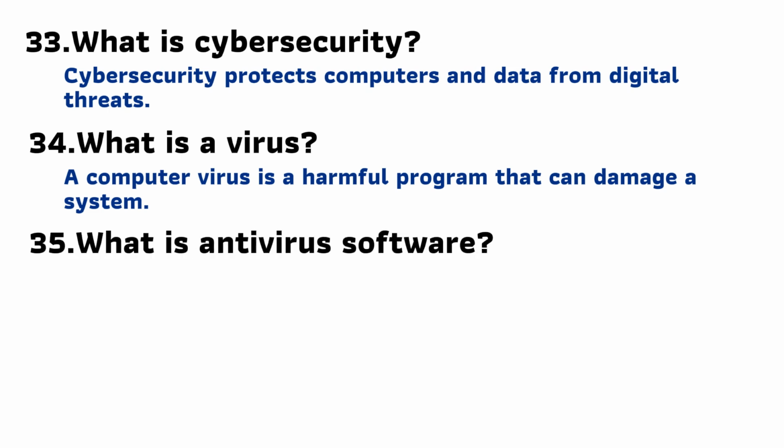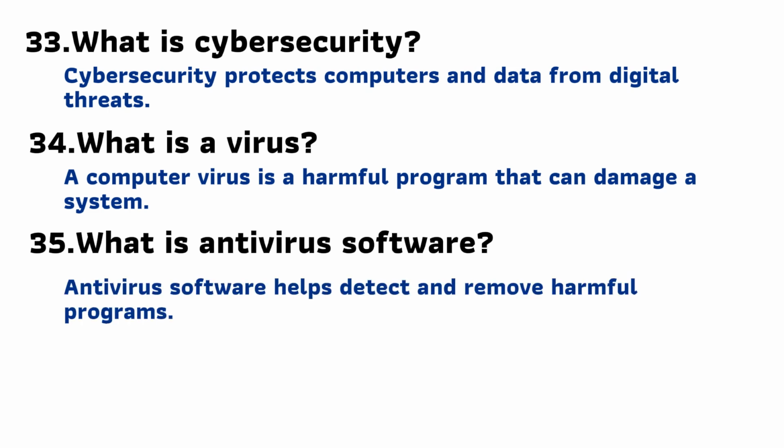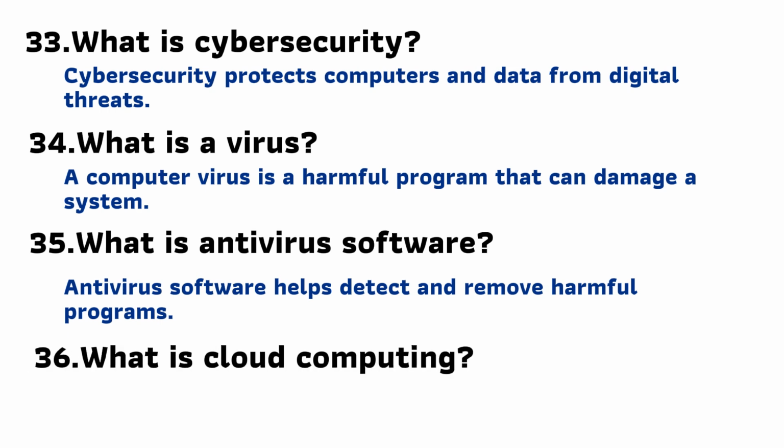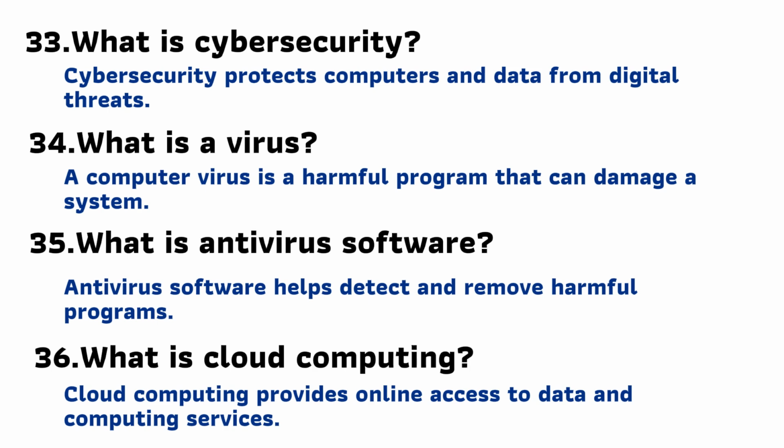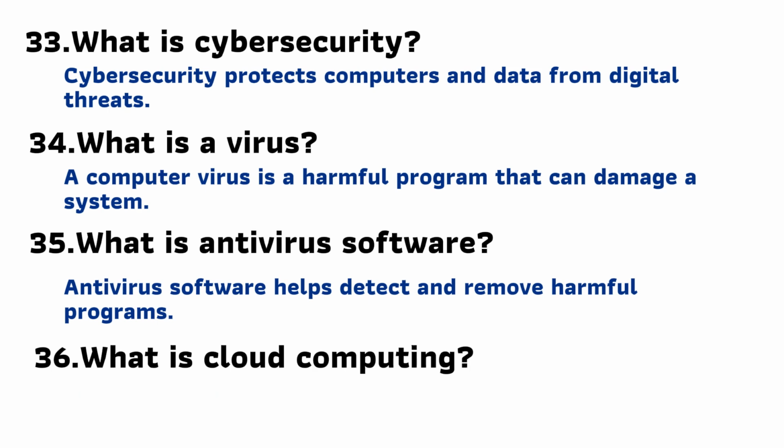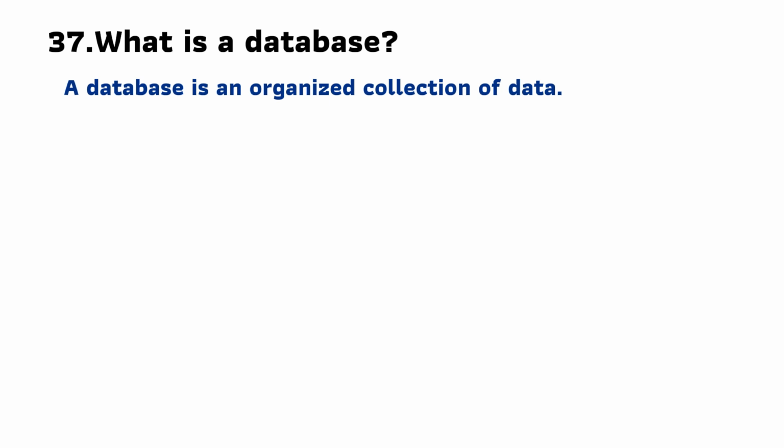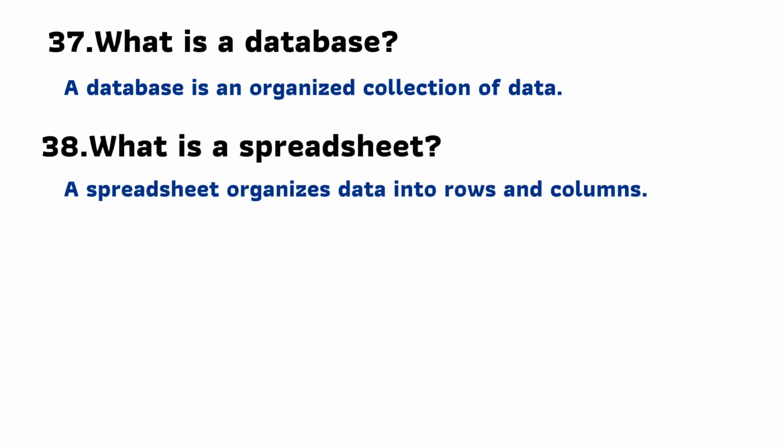What is antivirus software? Antivirus software helps detect and remove harmful programs. What is cloud computing? Cloud computing provides online access to data and computing services. What is a database? A database is an organized collection of data. What is a spreadsheet? A spreadsheet organizes data into rows and columns.